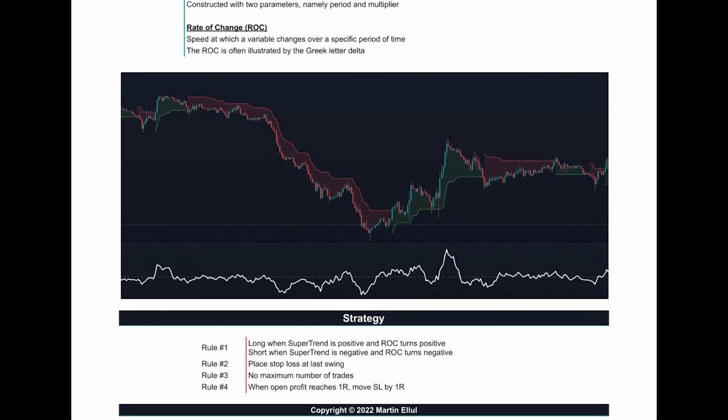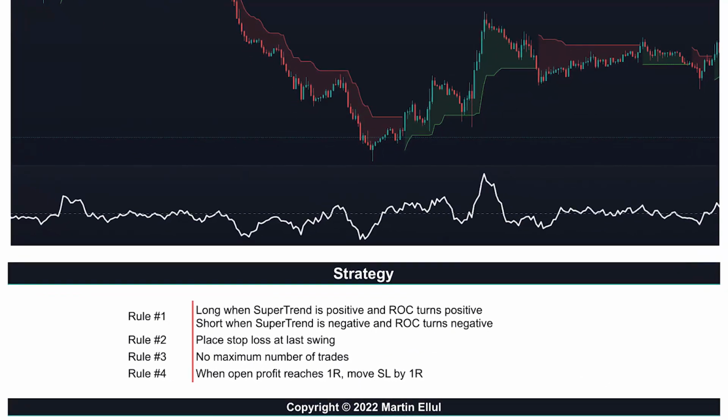So this backtest is based on the 1 hour time frame on GBP JPY with a rolling stop loss. So here's the strategy. We go long when the Supertrend is positive and the rate of change turns positive, and we go short when the Supertrend is negative and the rate of change turns negative. We place the stop loss at the last swing in either direction. We don't have a maximum number of trades that we can have at any given time.